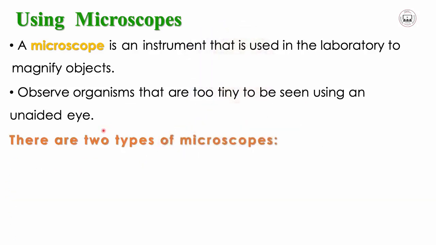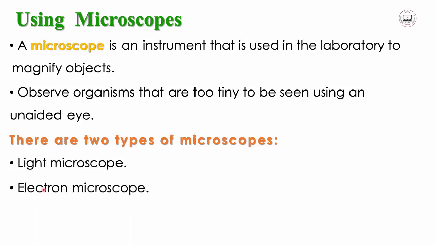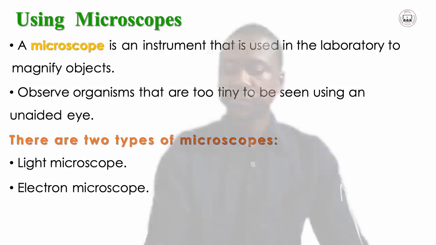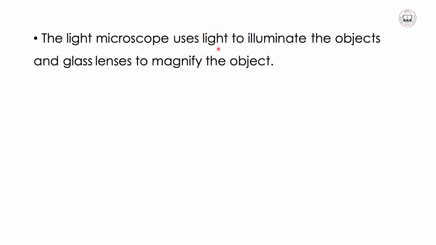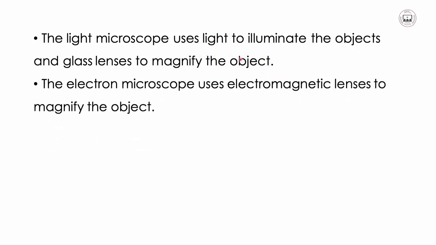Now, there are two types of microscopes. One is the light microscope, and two is the electron microscope. The light microscope uses light to illuminate the objects and the glass lens to magnify the object, while the electron microscope uses electromagnet lens to magnify the object.